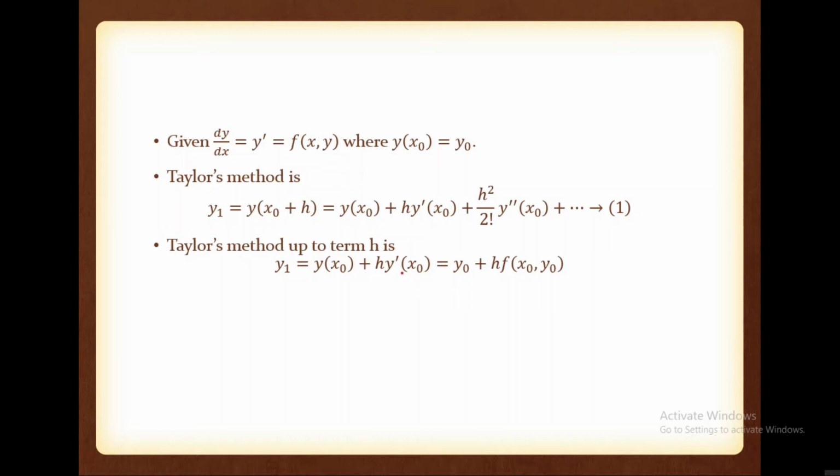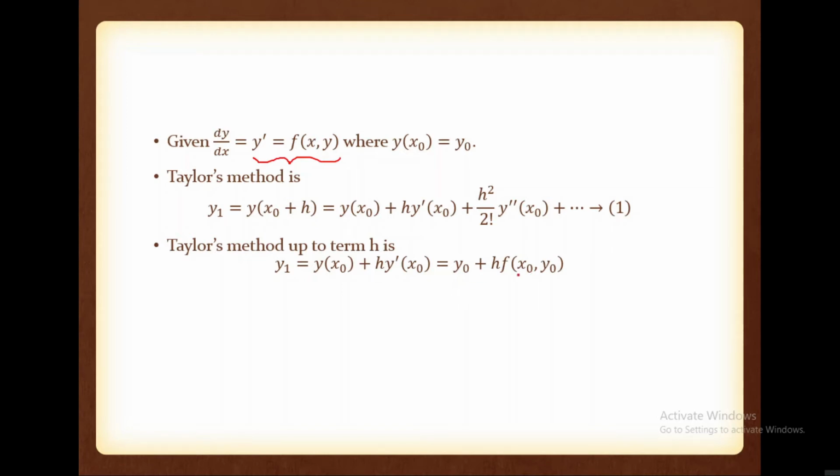And what is y dash of x0? Y dash of x0 is f at x equal to x0. Substitute x equal to x0 and y equal to y0 into this equation, then we have y dash of x0. So we can write y1 is equal to y0 plus h into f of x0 comma y0, where f of x0 comma y0 is nothing but y dash of x0. So this is Taylor's method up to the first order term.